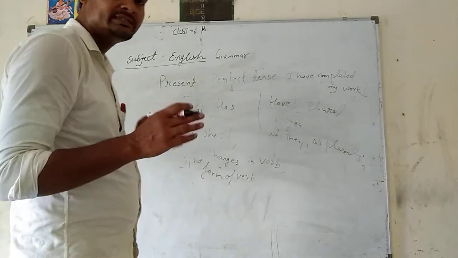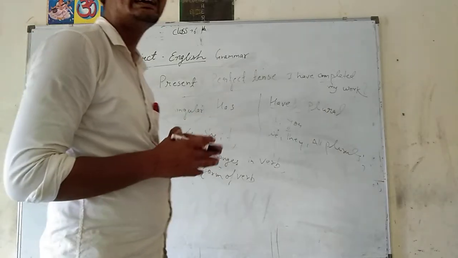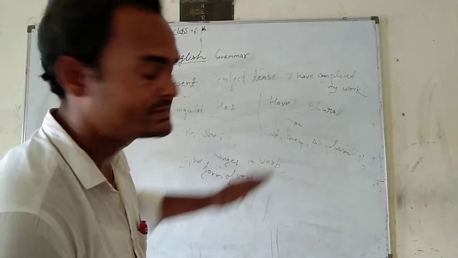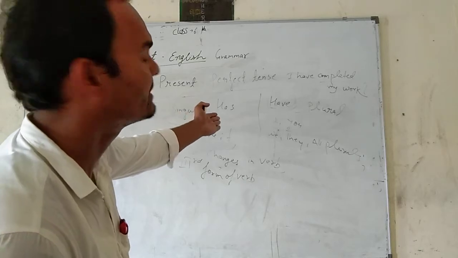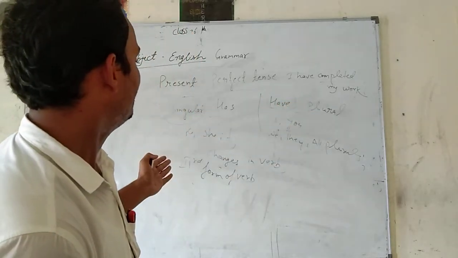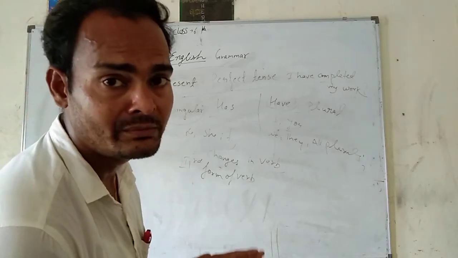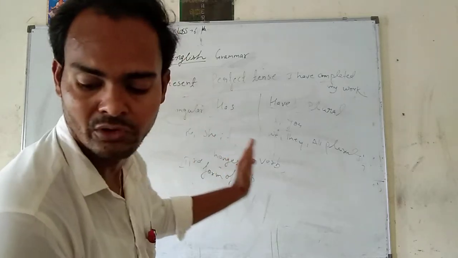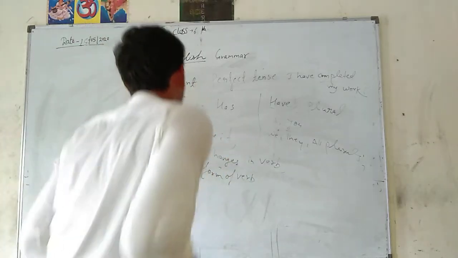So in present perfect tense, for incidents of present time in which the work has been accomplished or completed, the helping verbs are has, used with a singular subject, and have, used with a plural subject, and the third form of the verb will always be used there. So this was the rule of present perfect tense.